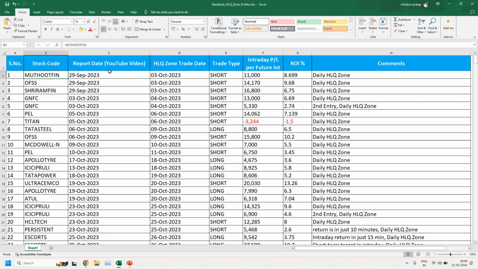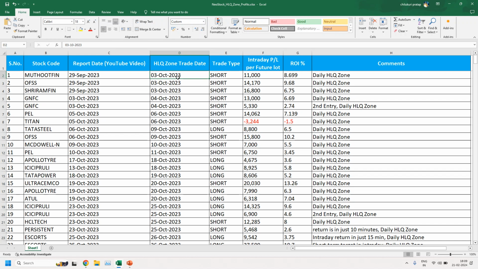And on which date our software reported it, because every time our software generates the report, we update those details on YouTube, because you refer to all our reports through YouTube videos. On which date we generated the YouTube video, and on which date we got the trade, those details we are mentioning. This was generated on 29 September, but we monitored the trade on 3rd October.